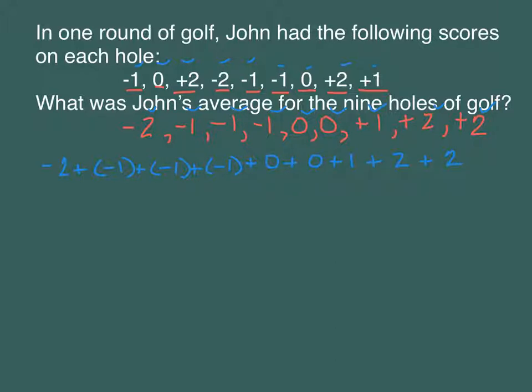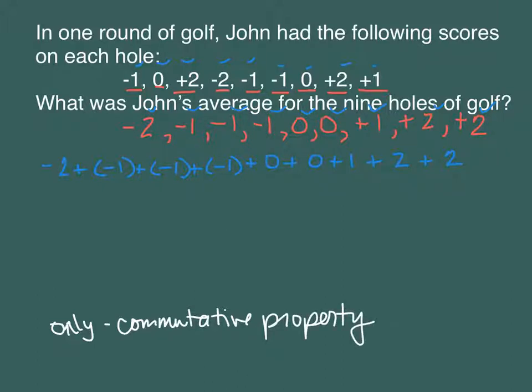Now, because we are only adding, only addition, we should remember the commutative property tells us that we can actually add in any order. Now this would not work if we were subtracting. It only works because we are in fact adding. So what I want to do is add together all of my negative numbers, my zeros, and all of my positive numbers. In doing that, it will make it easier at the end, because I'll just have one negative number and one positive number to add to each other.